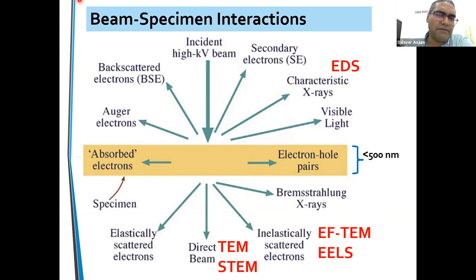And many other things: you have a backscattered signal, you have Auger electrons, you have electron-hole pairs. I will not go into much, including even visible light, by the way, you get that as well. This technique is gaining a lot more popularity these days.